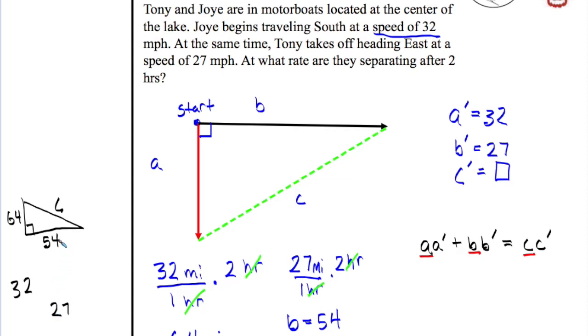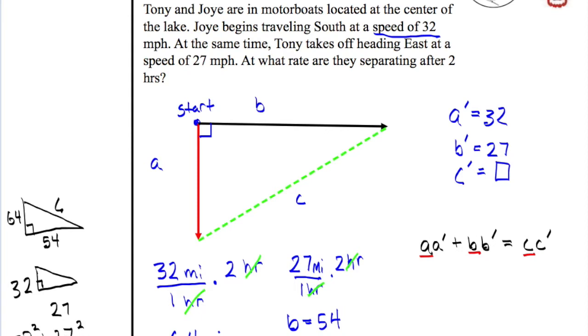So we can just scale it back up by a factor of 2 when we're done. So this is going to be 32 squared plus 27 squared, and then we'll multiply by 2, that scale factor. Okay, so our 32 squared plus 27 squared.